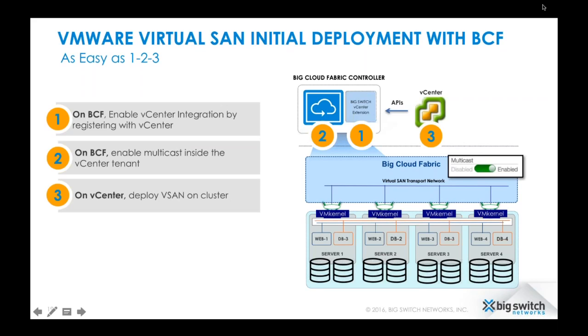And finally, on the vCenter, we deploy vSAN on the cluster. As soon as we enable vSAN on the cluster, we create the VM kernels. And typically, we would assign VM kernels to a particular port group on the virtual switch. As soon as we do that, the virtual SAN transport network gets created, and the endpoints get provisioned on the fabric. So from those actions on the vCenter side that you use to configure vSAN, the network is automatically provisioned. For a vSAN admin, it really becomes worry-free, and from an overall deployment, it's really as easy as 1, 2, 3.